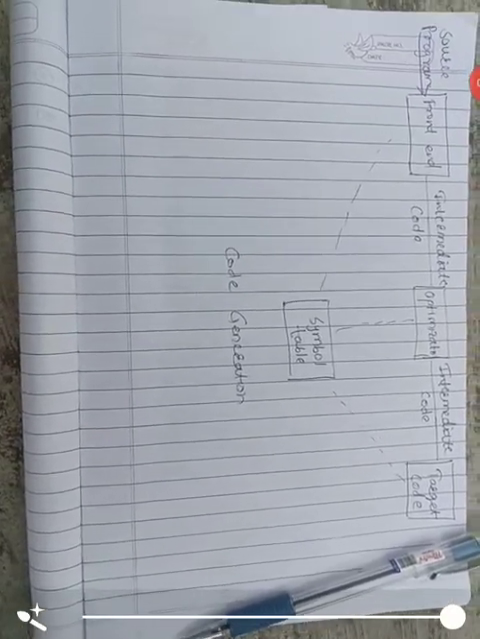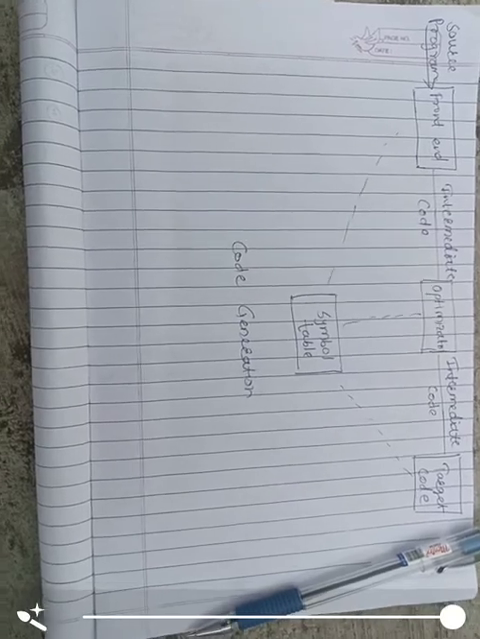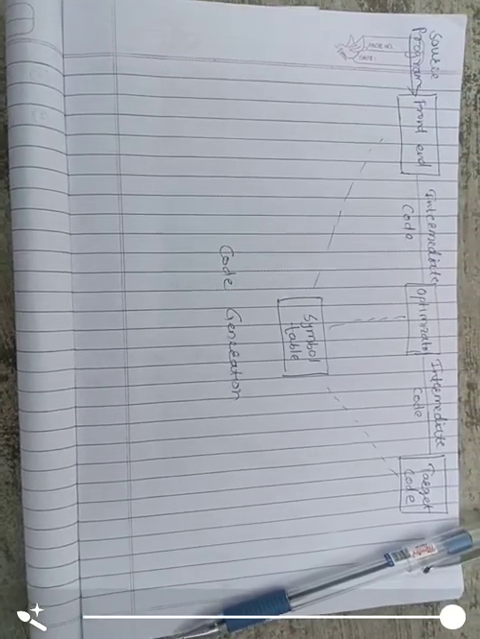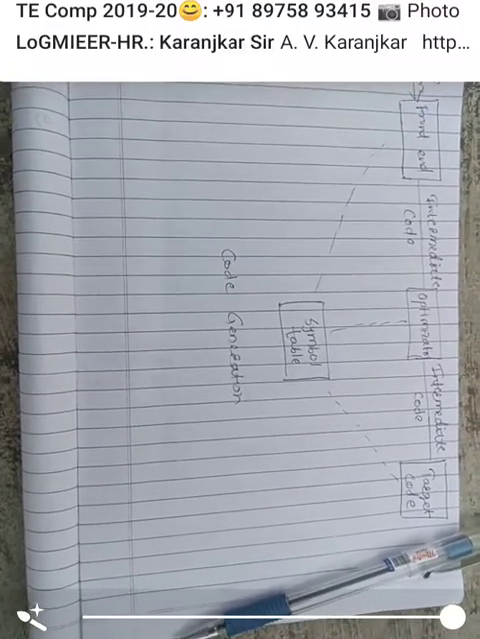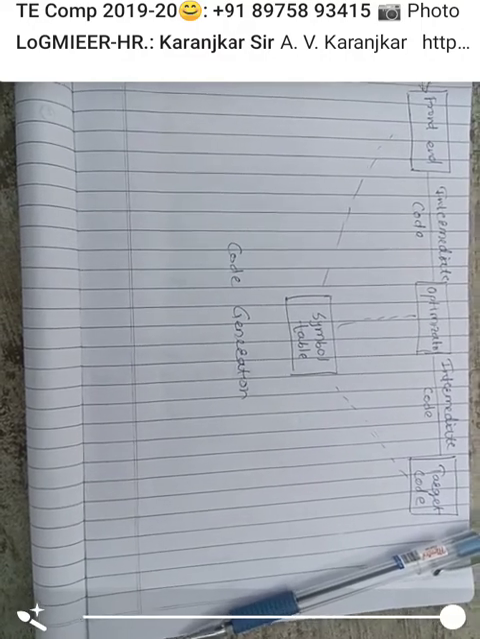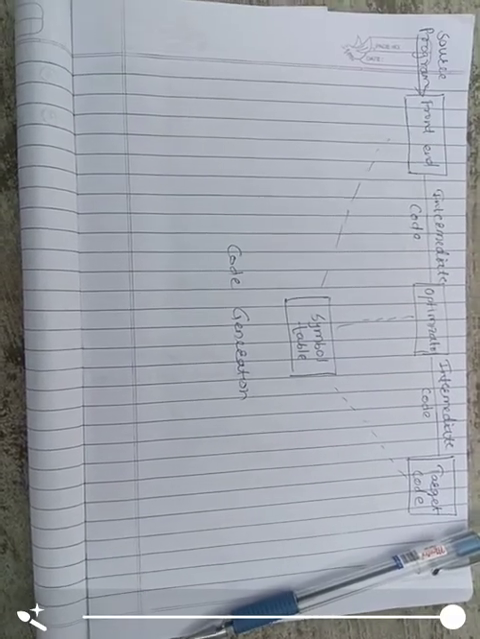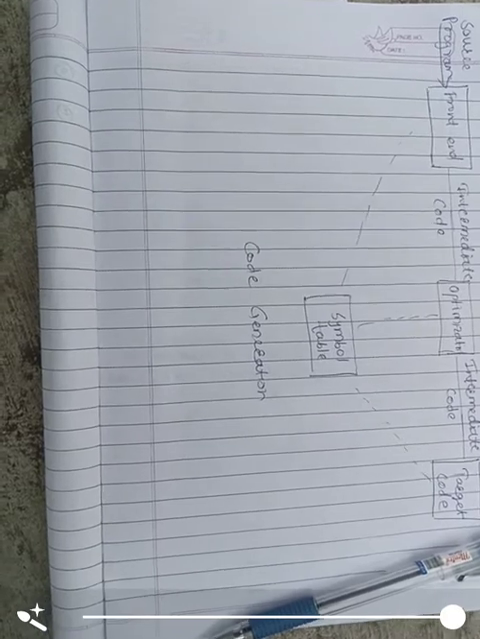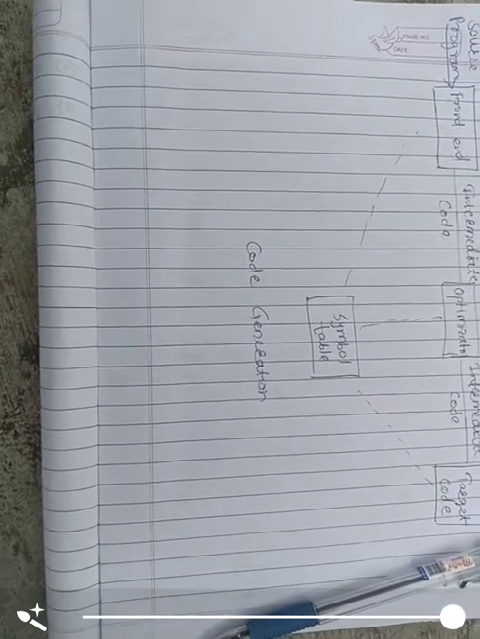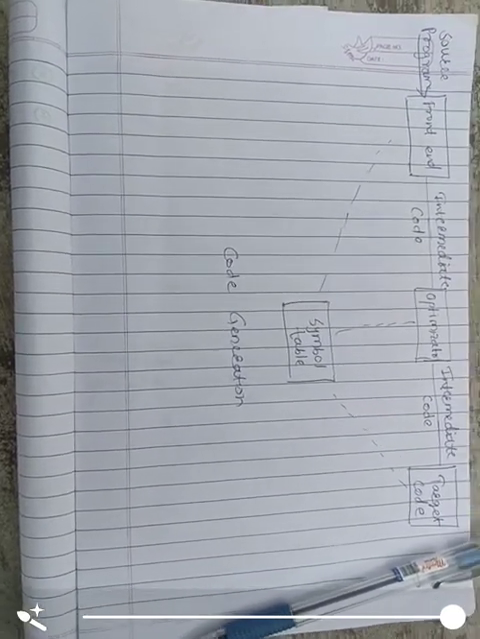Students, today we will discuss a very important topic in compiler design: target code generation and the issues in target code generation. This is a diagram of code generation.